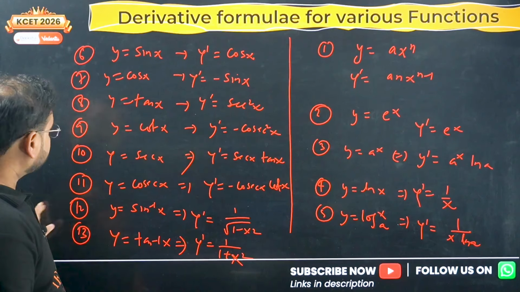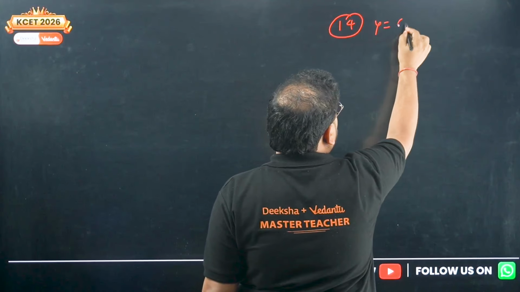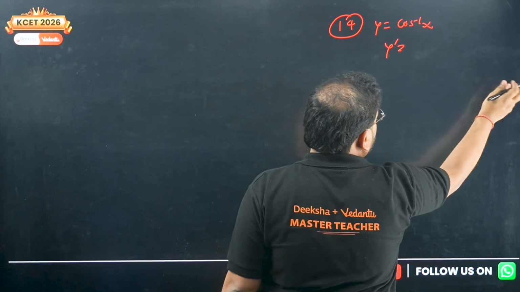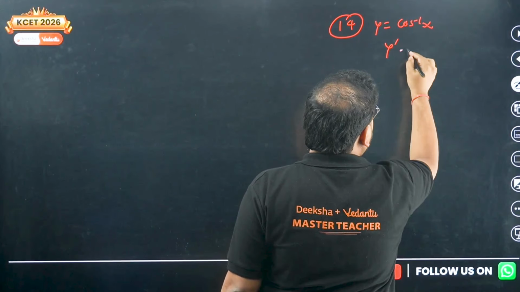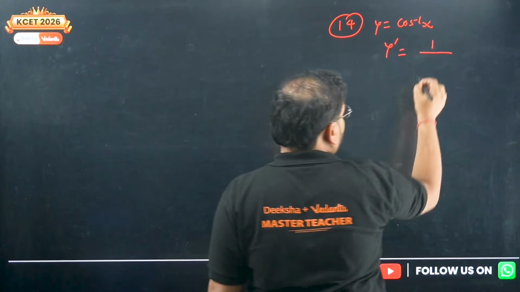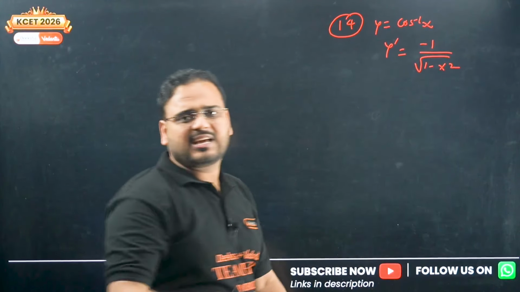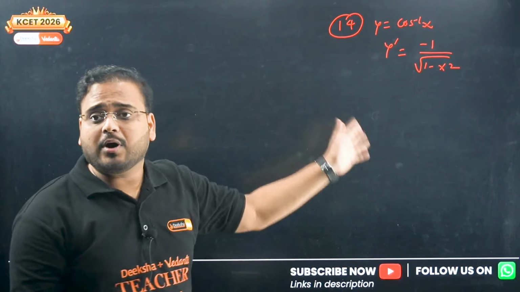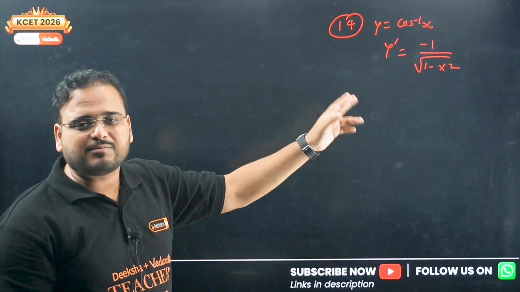So as I was saying, for y equal to cos inverse of x, the y dash becomes equal to minus 1 upon root of 1 minus x square, and we have for sec inverse, cosec inverse and cot inverse as well. For cot inverse it is going to be minus 1 upon 1 plus x square. For cosec inverse and sec inverse it is going to be 1 upon x times root of x square minus 1, and so on.